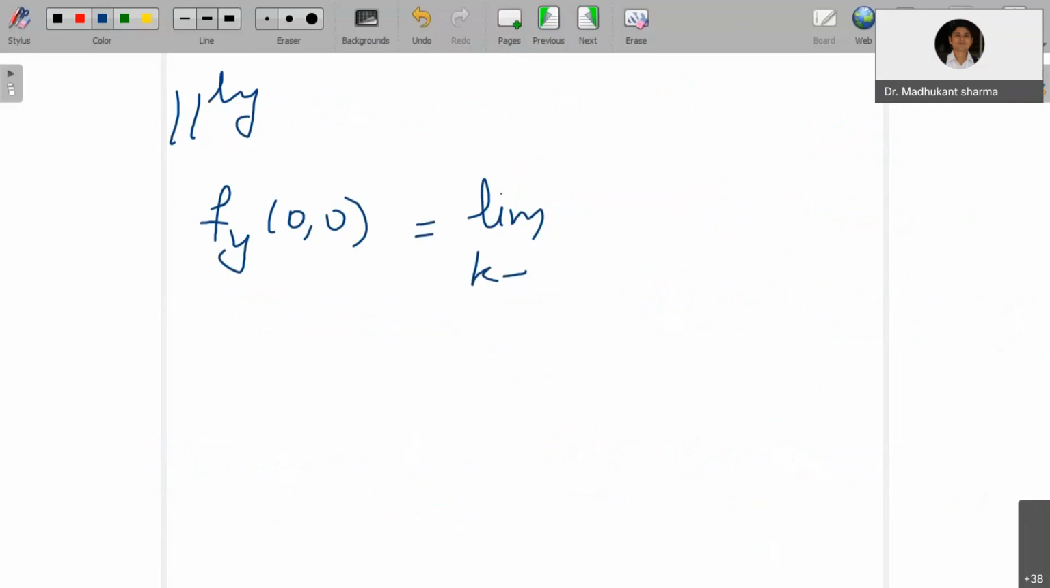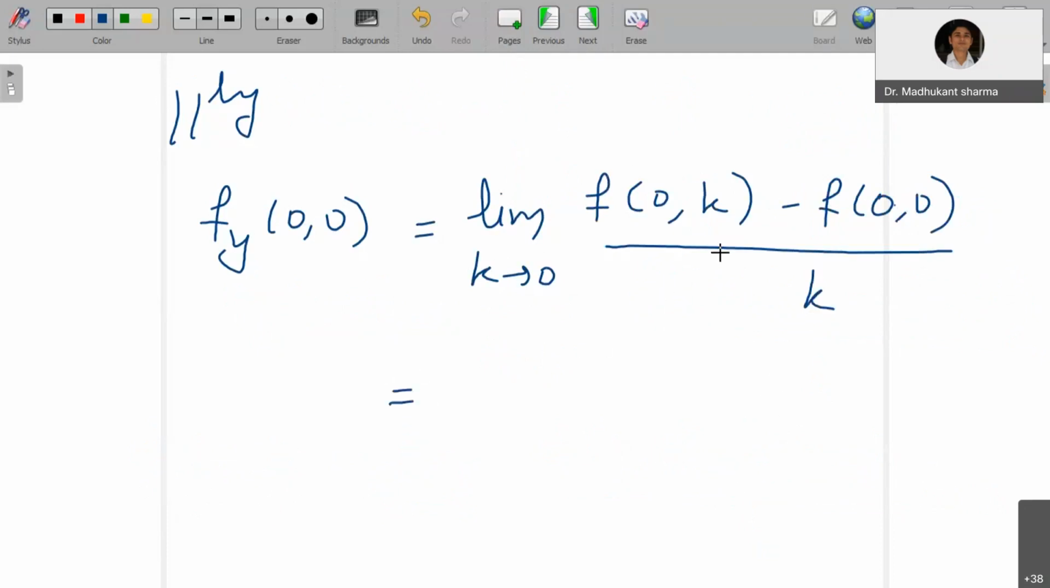Similarly, I can say fy at (0, 0) is going to be the limit as k tends to 0 of f of (0, 0 plus k) in the y direction, minus f at (0, 0), divided by k. Again by the similar concept, f at (0, 0) is 1, and f at (0, k) is also 1. So it is 1 minus 1 by k, which is going to be 0. So both partial derivatives exist at (0, 0), but the limit of f at (0, 0) does not exist at all. Limit does not exist means the function is not continuous at (0, 0). So the existence of the partial derivatives does not guarantee the continuity of the function.